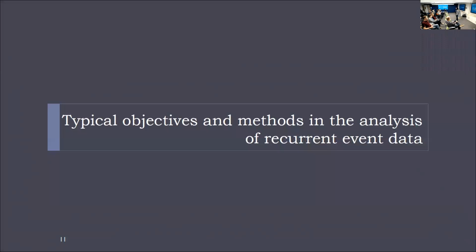Okay, so maybe let's talk about some typical objectives and methods in the analysis of recurrent event data. What kind of things do we really want to answer most of the time, and what are the usual methods that we can go about trying to address these questions?